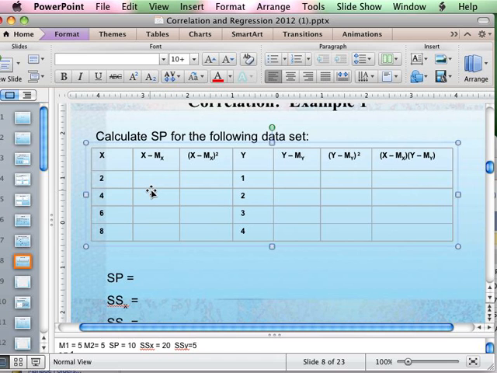Y minus the mean of y. Well, if I look at my mean of y, my mean is 2.5. So 1 minus 2.5 is negative 1.5. 2 minus 2.5 is negative 0.5. 3 minus 2.5 is positive 0.5. And 4 minus 2.5 is positive 1.5.